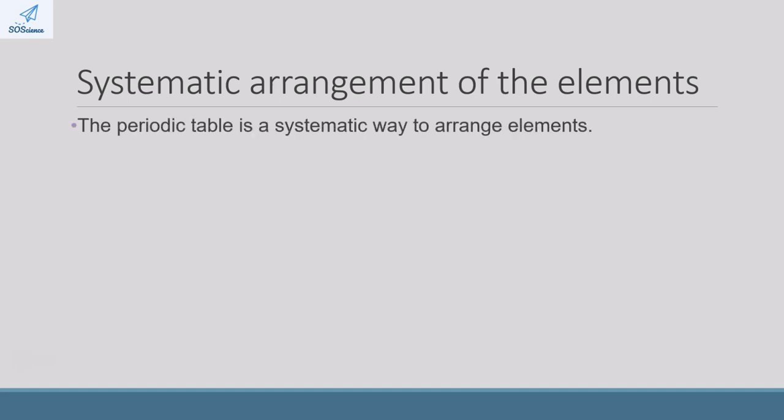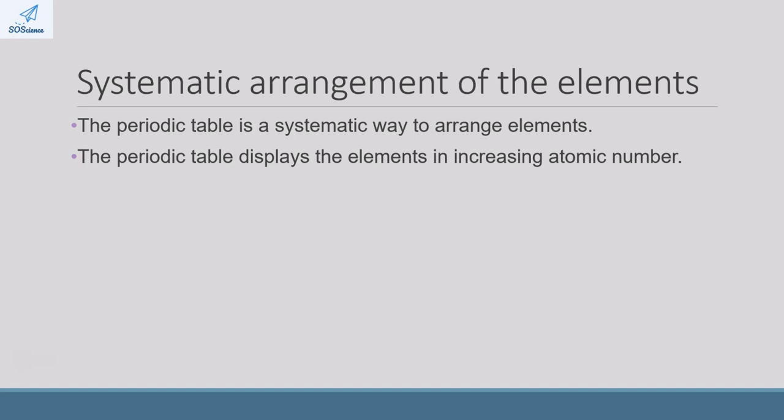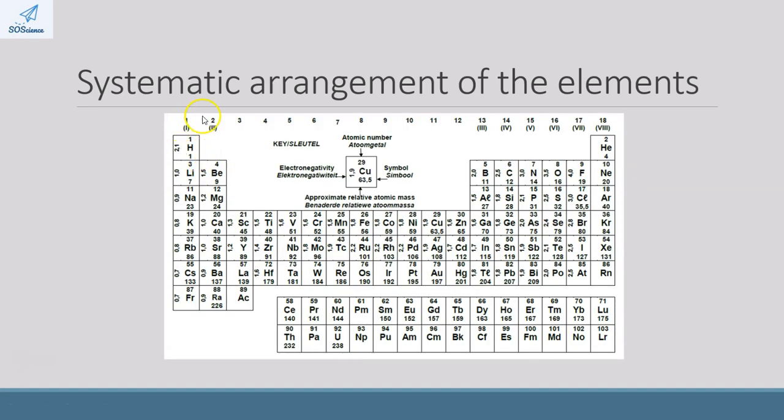So let's start to take a look at some of the systematic arrangements of the elements on the periodic table. The periodic table displays the elements in increasing atomic number. What do I mean by that? Well, hydrogen has an atomic number of 1, and helium has an atomic number of 2. Then lithium has an atomic number of 3, 4, 5, all the way to 10, starting again here at number 11. Therefore, it is easy to identify the position of the elements on the periodic table based on their atomic number.